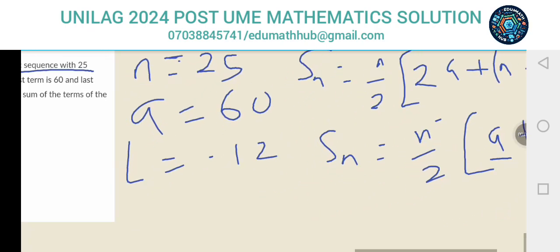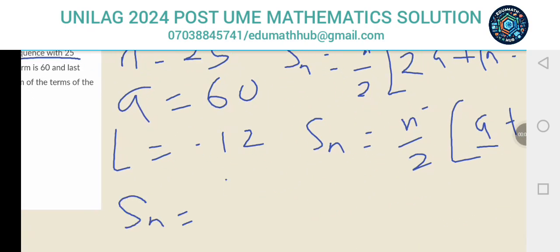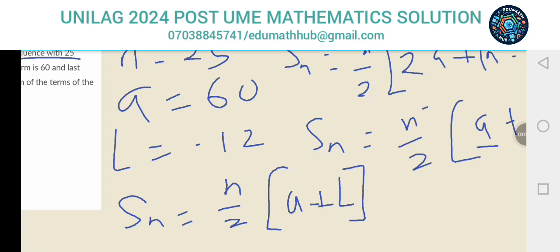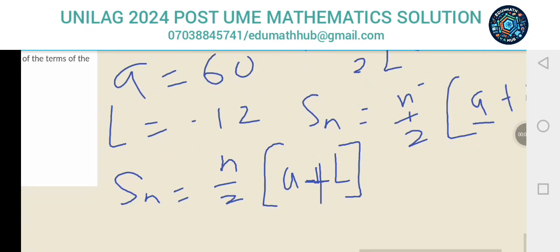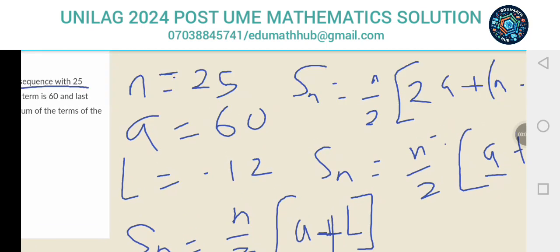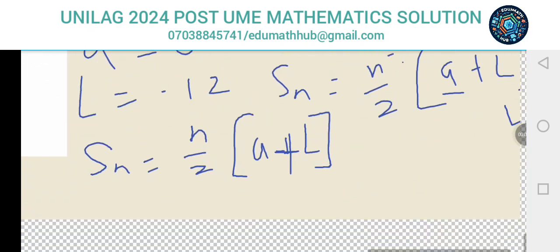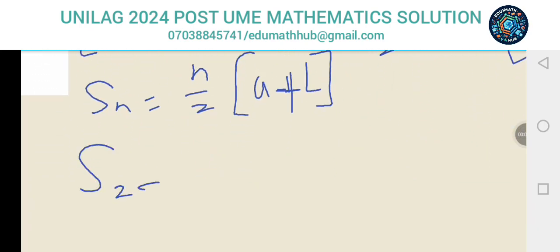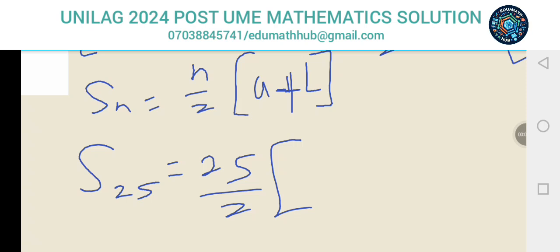So the formula to use right now is Sn is equals to n over 2 into (a plus l). So let's use that now. From our analysis, you can see that n is 25, a is 60, and l is minus 12. So just come here and you're going to write S25, which is the value of n, is going to be equals to 25 divided by 2, open your brackets, put the value of a, which is 60 in the question, plus the value of the last term, which is minus 12.